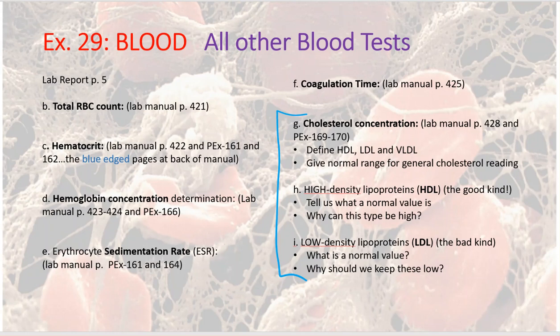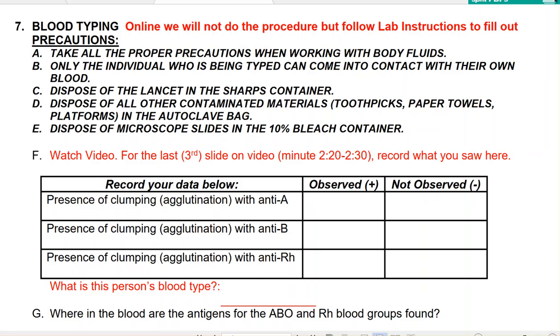You're going to define some terms here and give a normal cholesterol range. And then within that normal cholesterol range, you're going to dig a little bit more and look at the difference between high density lipoproteins and low density lipoproteins, and you're going to tell me why I can have tons of the HDLs and I do not want to have tons of the LDLs. And the very last part of the lab is all about blood typing.